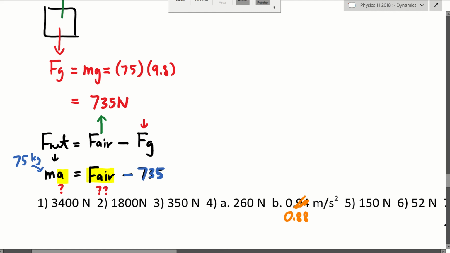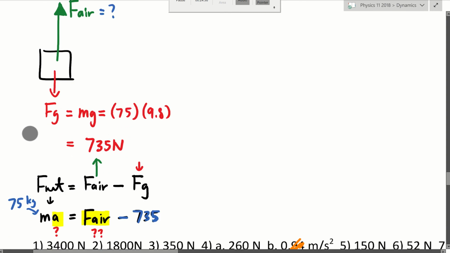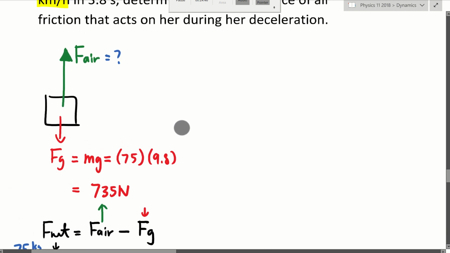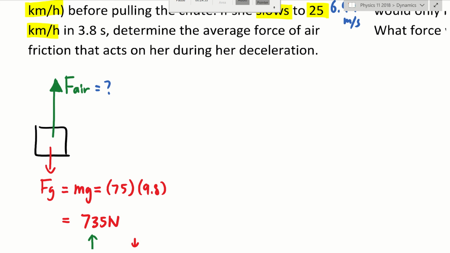So that means I have to find my acceleration some other way and substitute into this equation and get my air resistance later. How do you get acceleration? If only we have equations that can find acceleration given initial, final, and time, right? If we only have something like that. And we do. That's called kinematics. That's why unit 1 and unit 2 are linked together.